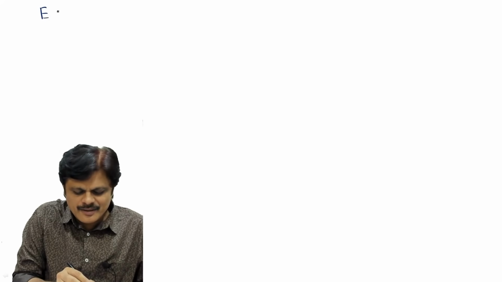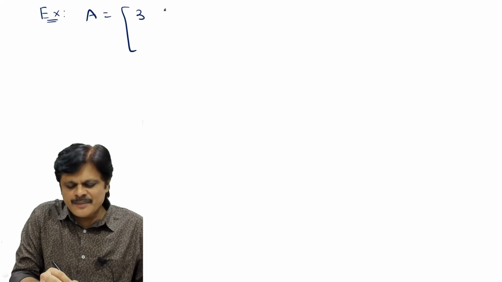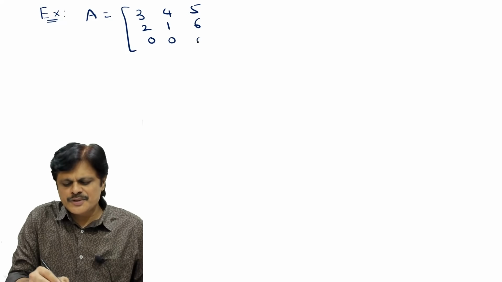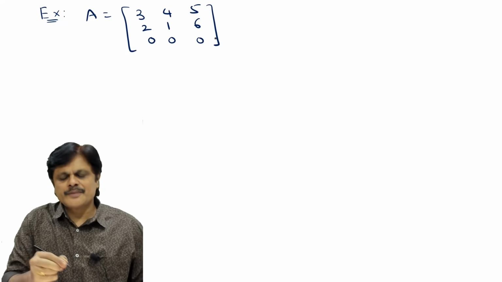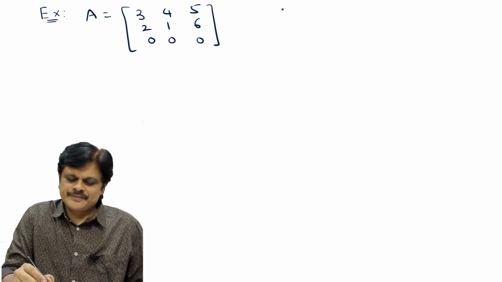My dear friends, I am going to explain these properties and shortcuts with examples. Okay, see the examples. Consider the matrix A with elements 3, 4, 5, 2, 1, 6, 0, 0, 0. Now the question is, what is the determinant of this matrix?